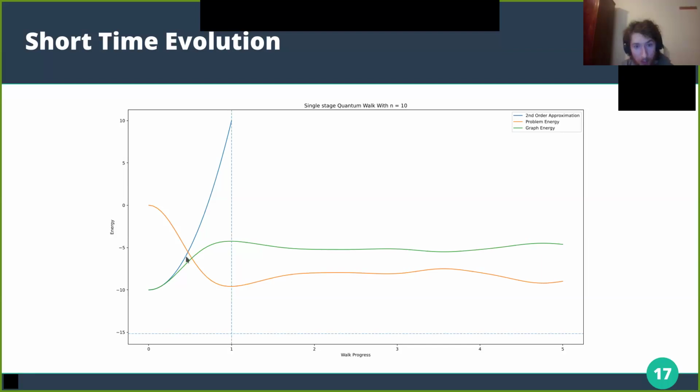However, we can also see that when this predicts a non-physical result, which is what this vertical line is representing, we can see this corresponds really well with where this fast period of decreasing energy ends. So we can see as it flattens out, it matches up very well.